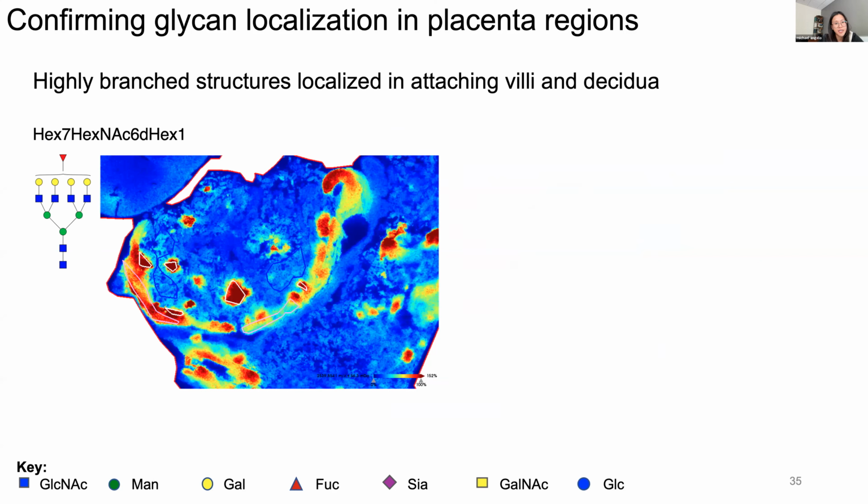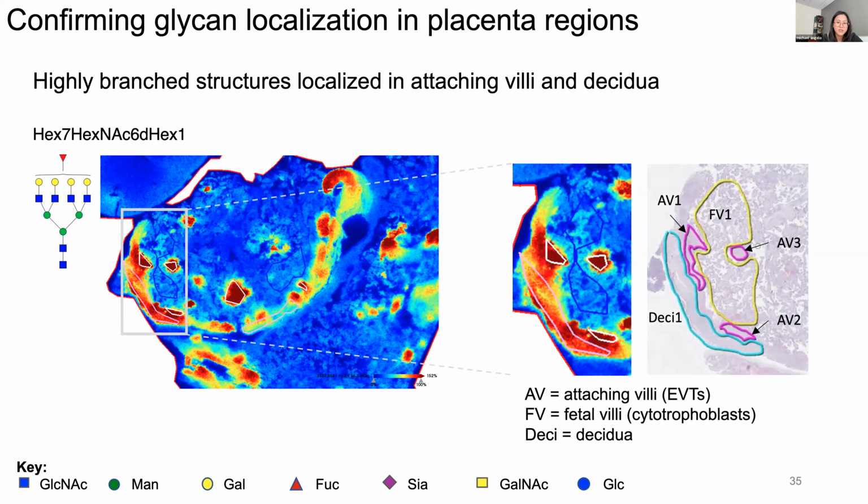And again, this is an intensity heat map of the glycan image where regions in red have higher intensities of the glycan and regions in blue have lower intensities. Zooming into this smaller region here, just to illustrate that we saw this glycan was localizing to the attaching villi and decidua regions, and there were lower levels of this glycan in the fetal villi regions. So this confirms that highly branched structures were enriched in regions where extravillous trophoblasts are found.